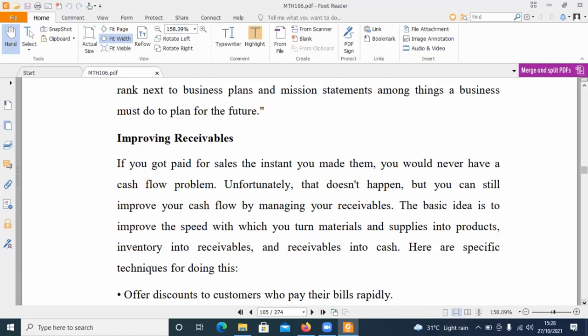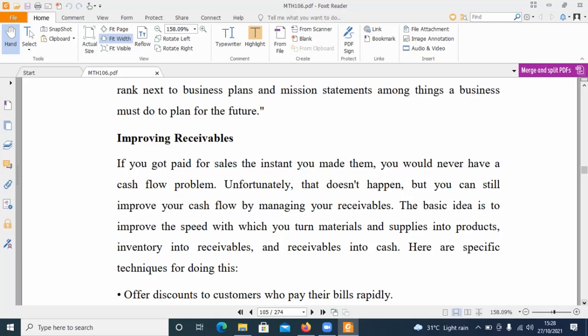Then another thing is improving the receivable. That is, you improve the way you receive money. If you got paid for sales the instant you made them, you will never have a cash flow problem. Unfortunately, that does not happen. But you can still improve your cash flow by managing your receivable. The basic idea is to improve the speed in which you turn materials and supplies into products, inventory into receivable, and receivable into cash.